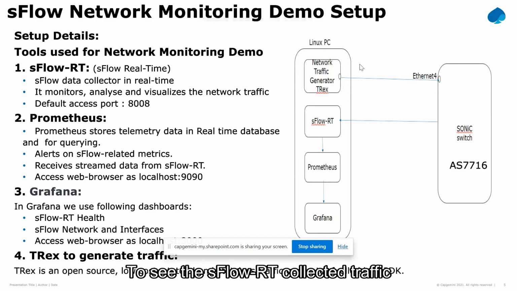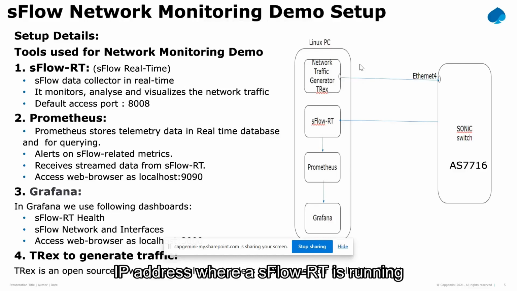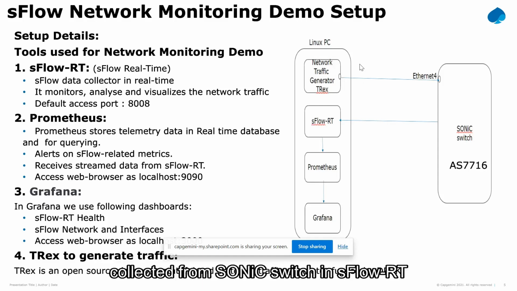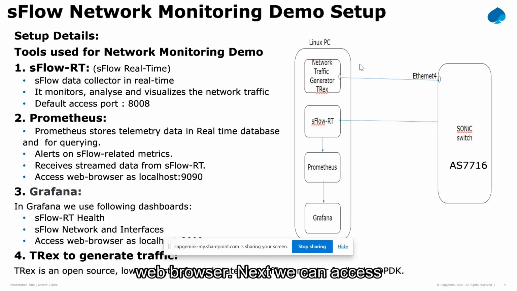To see the sFlow collected network traffic stats, we can access the web browser by giving the localhost IP address where sFlow is running and the default port 8008, so that we can see the sFlow collected data in the form of metrics that are collected from the Sonic switch in the sFlow web browser.